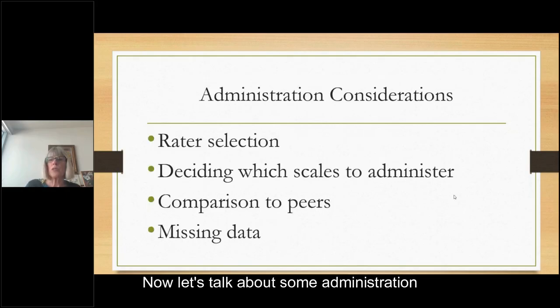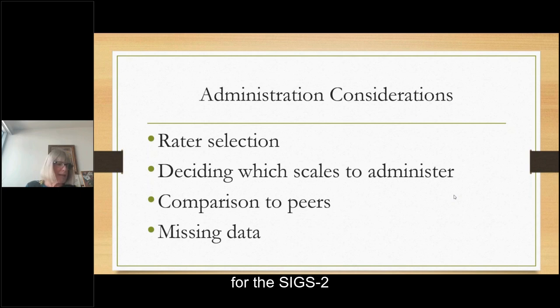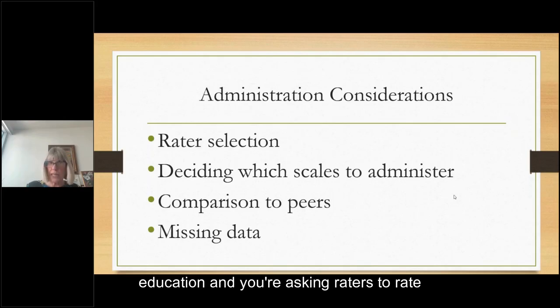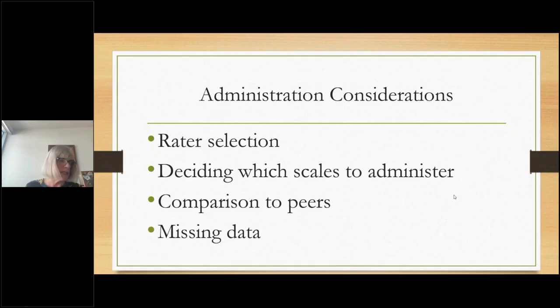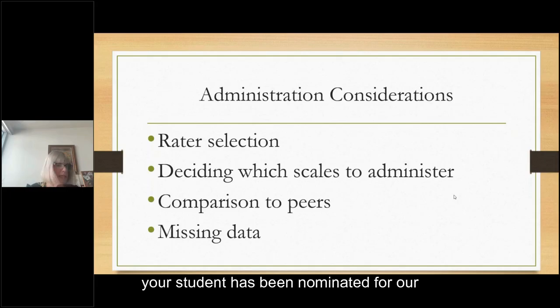Now let's talk about some administration considerations. So the first thing I want to do is just read to you what the instructions for the SIGS-2 say. So if you are the coordinator of gifted education and you're asking raters to rate students, let's say you're using the paper pencil version, you'd hand the paper pencil version to the rater, or you might have a group with you, and you would say, your student has been nominated for our school's gifted and talented program.